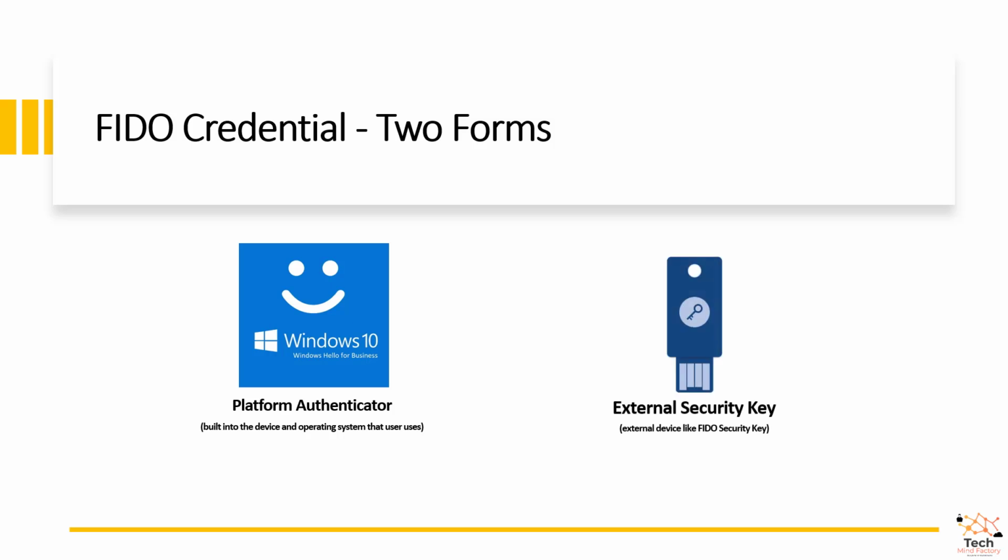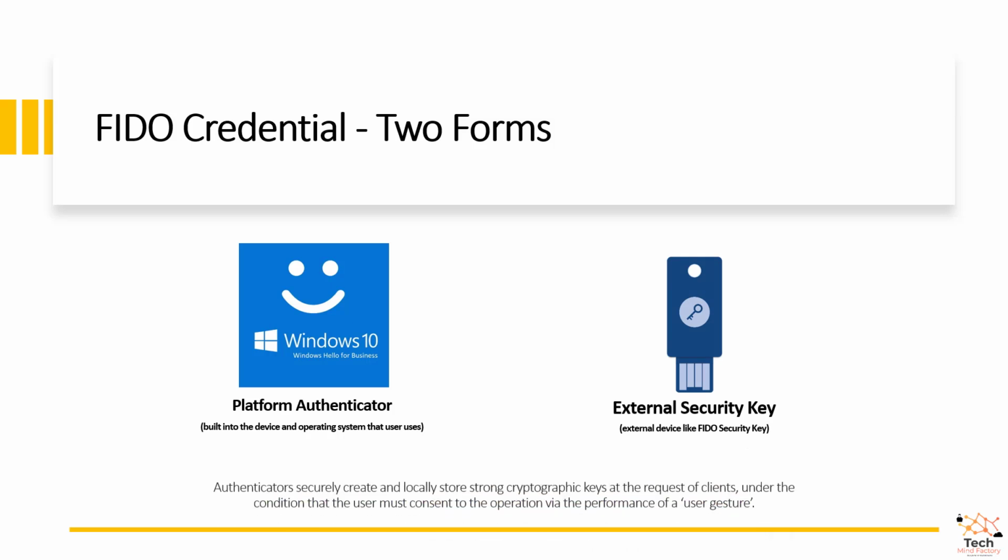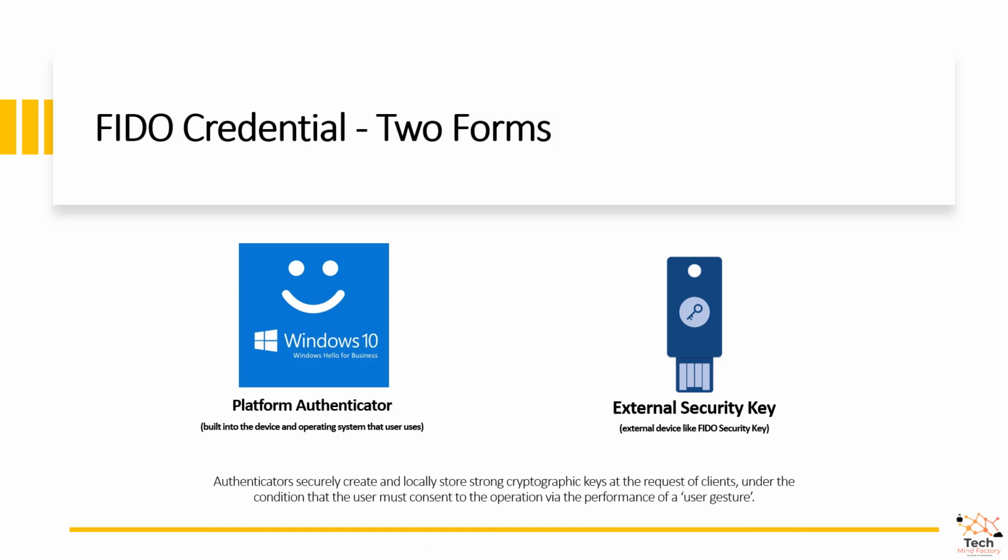On the other side, there are external security keys. External devices like FIDO security keys, which I showed you at the beginning of this video. An important fact is that authenticators securely create and locally store strong cryptographic keys at the request of clients, under the condition that the user must consent to the operation via the performance of a user gesture. We will talk about it more later, but basically every credential is stored on this device. It's not passed to any identity provider or application. All the security keys are stored on the device. And to unlock access to such a key, the user has to use some gesture, like for instance, put a finger on the device to unlock it and to unlock the key.